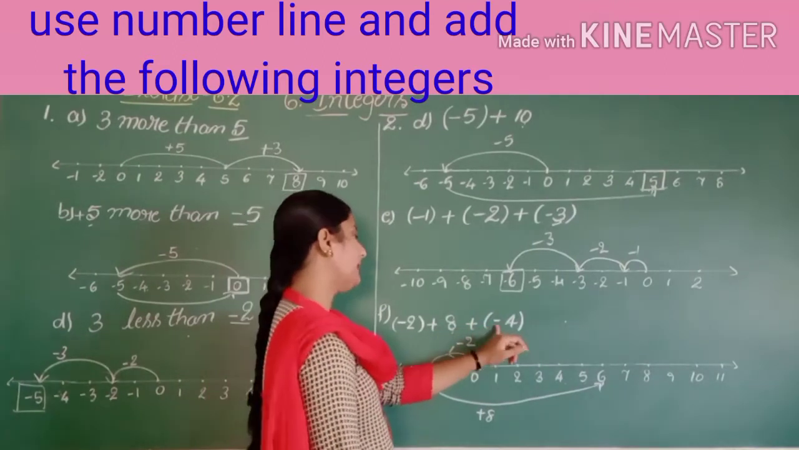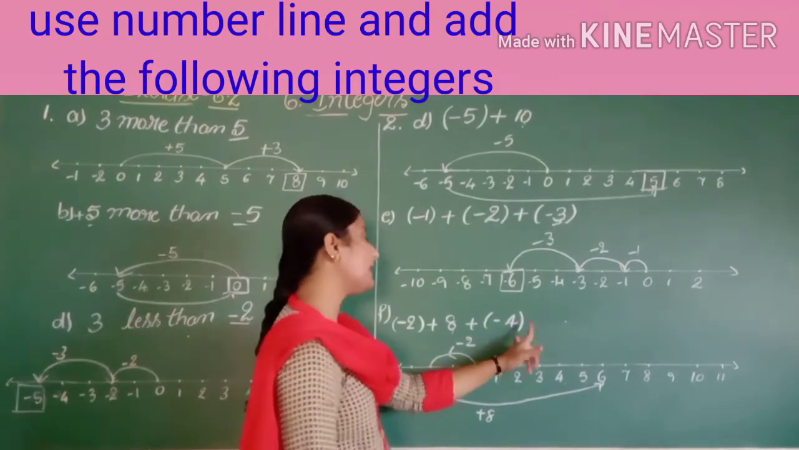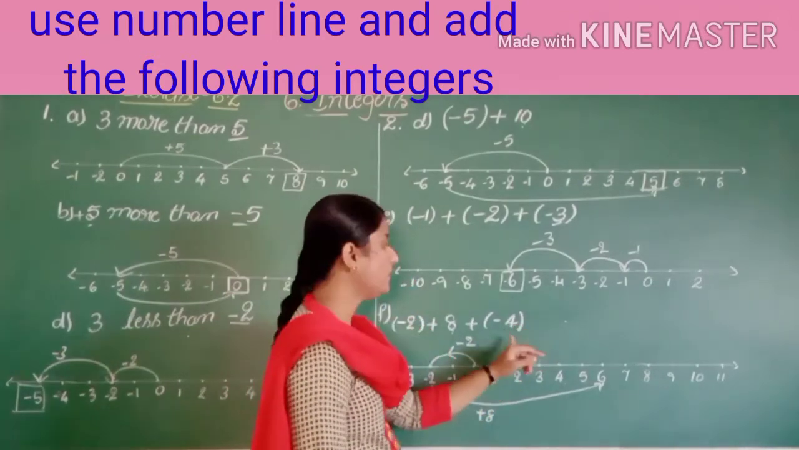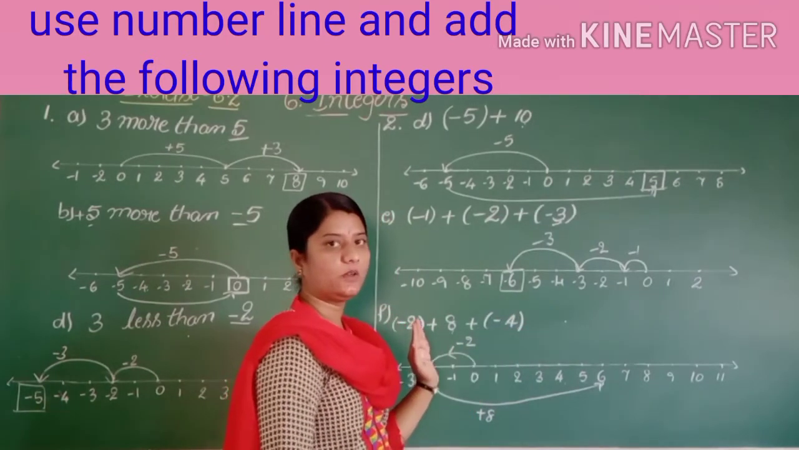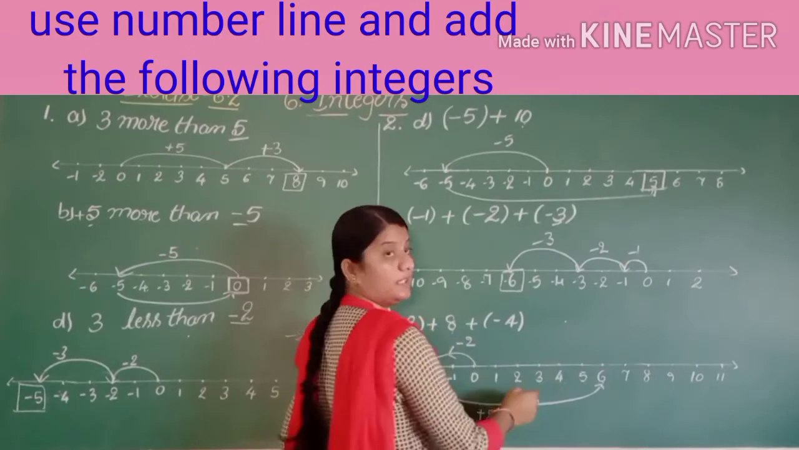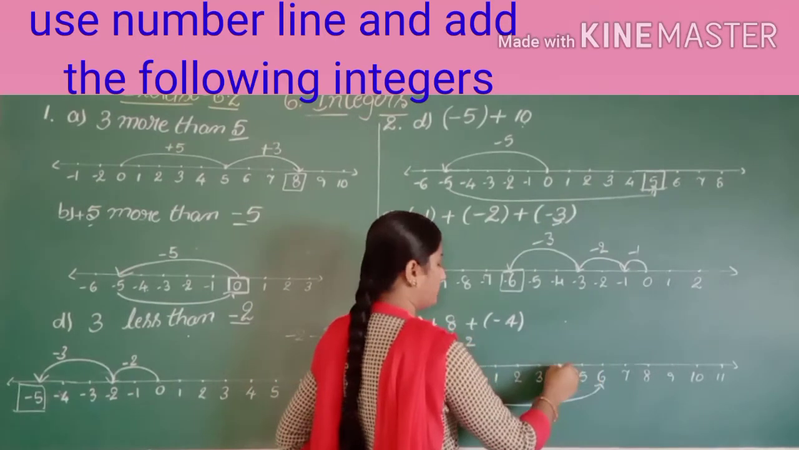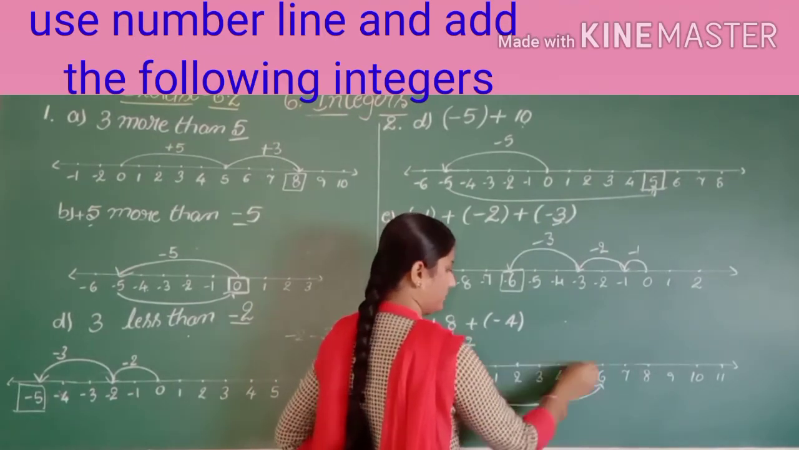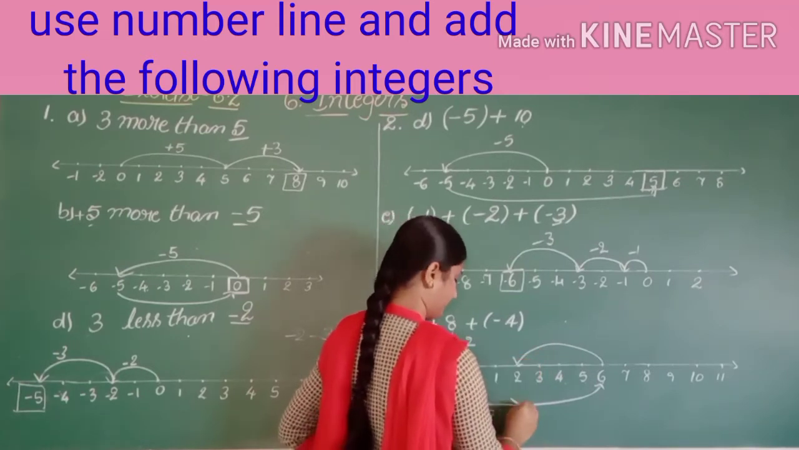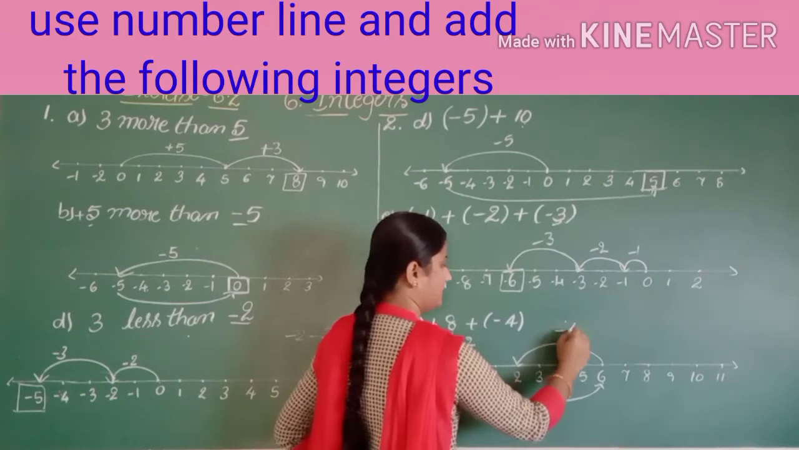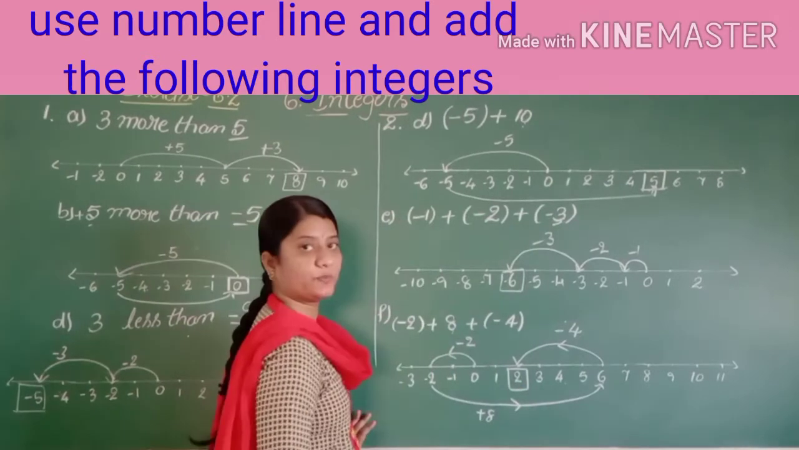Then after that -4. So plus of -4. Again we have to add a negative integer, that is -4. So when we are adding a negative integer, we have to move to the left of the number line. Then from 6 we have to move 4 steps to the left. Count here: 6 to 1, 2, 3, 4. It's up to here. -4. Then finally, what we get as the sum is +2.